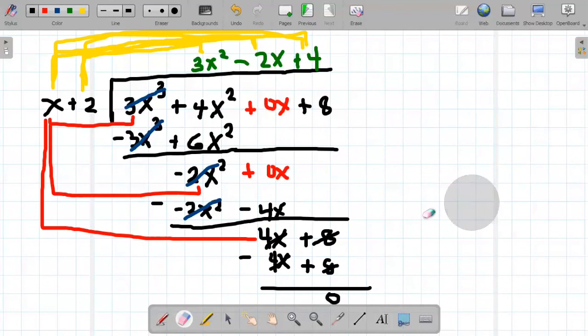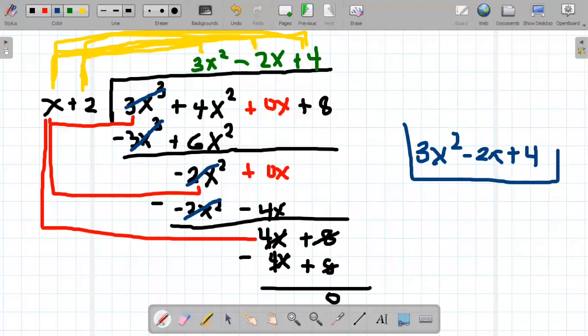Therefore, our final answer is 3x squared minus 2x plus 4. So we don't have a remainder, so we don't have to write remainder over divisor. That is simply our answer. So this is what you're going to do if we're dealing with a polynomial where we have a missing term and we're told to divide. You have to place 0 for that term that's missing. Okay, so for the next video, I'll have the synthetic division.